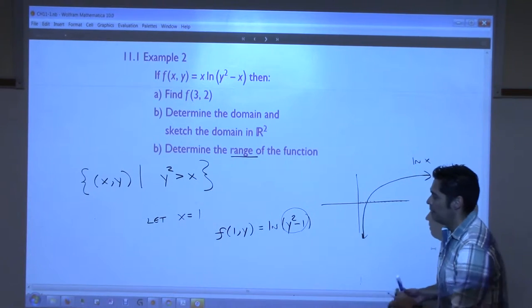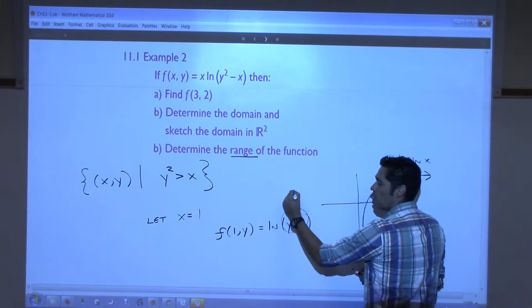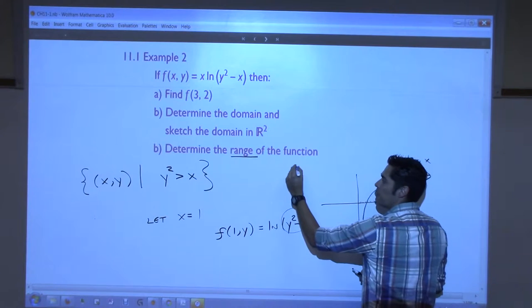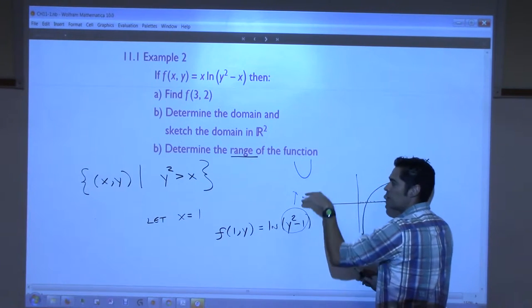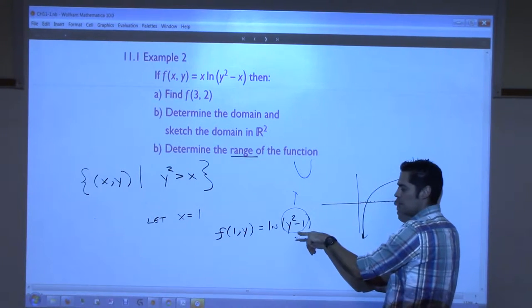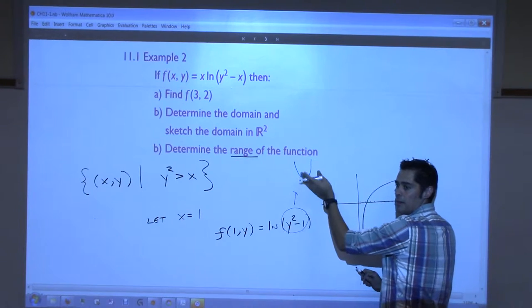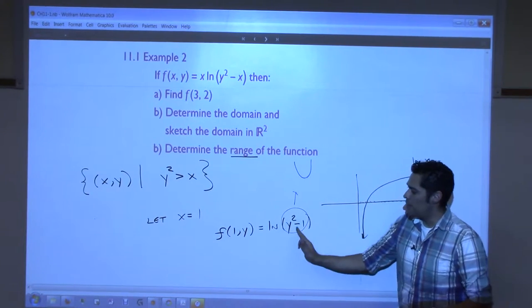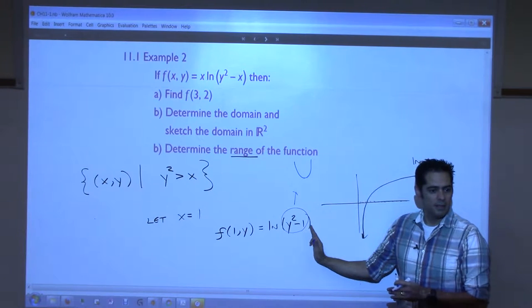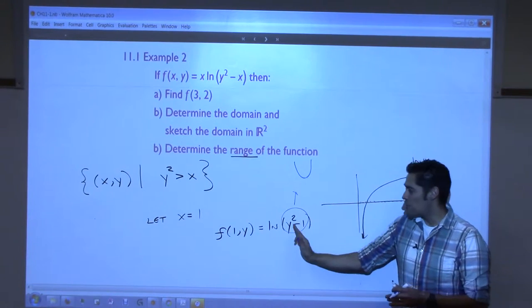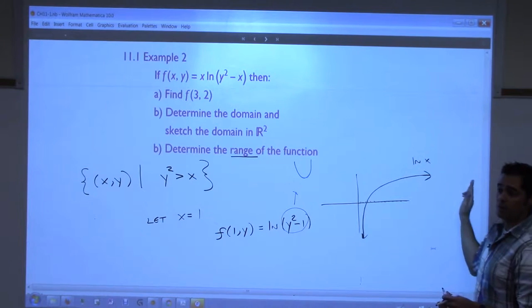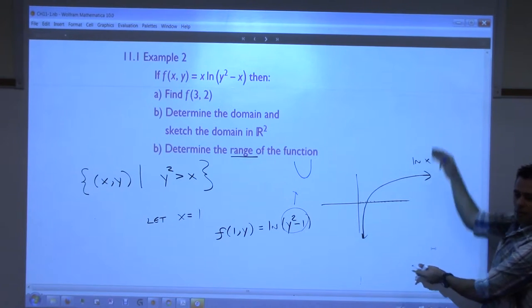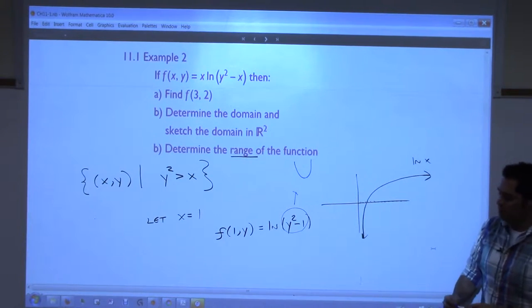Another way to look at it is, what does y squared minus 1 look like? Well, it's a parabola, right? What's the lowest value on this parabola? Negative 1, right? Negative 1 all the way up to infinity. So I know that I can get any number in here between negative 1 and infinity. And the natural log function from 0 to infinity draws the whole thing. Are y'all following me? What's the range of this function?